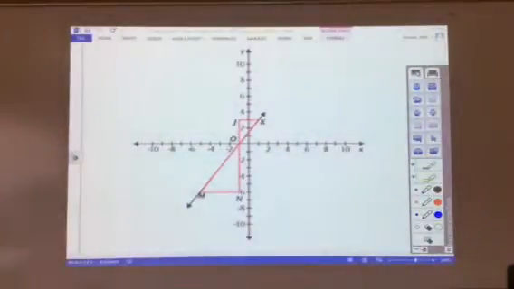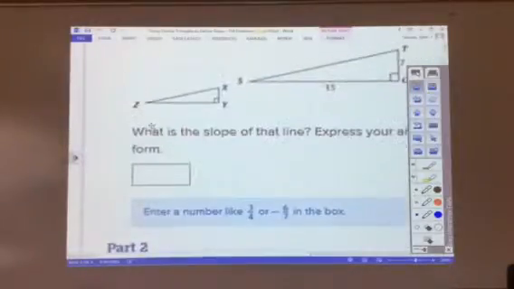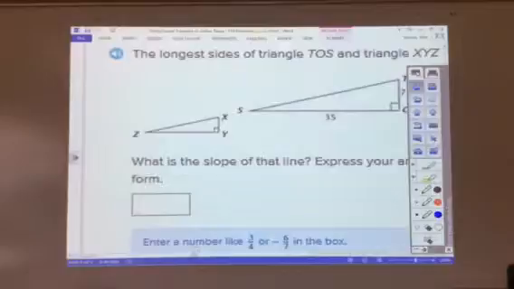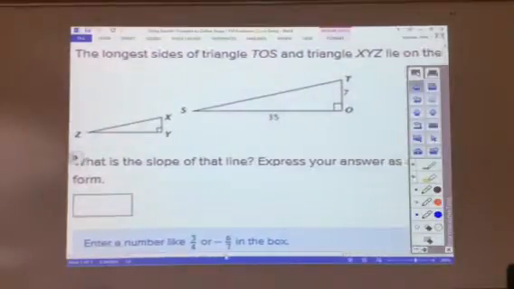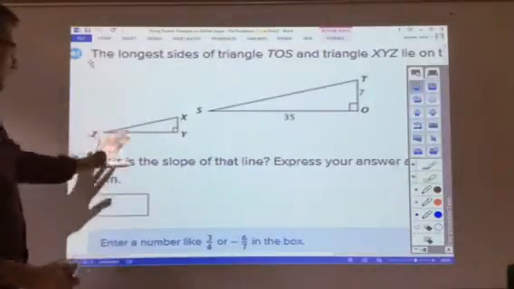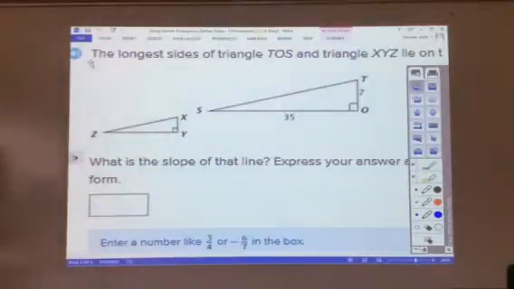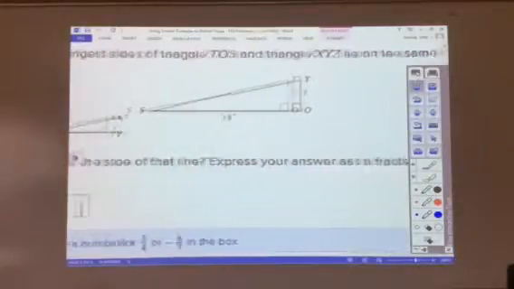There are a couple of tricky problems in this track. We have one, in particular, where they're talking about what is the slope of the line expression. Again, let's just try and get a handle on what's going on here. It says the longest sides of triangle TOS and triangle XYZ lie on the same line. I believe that's what they're saying. Lie on the same line.